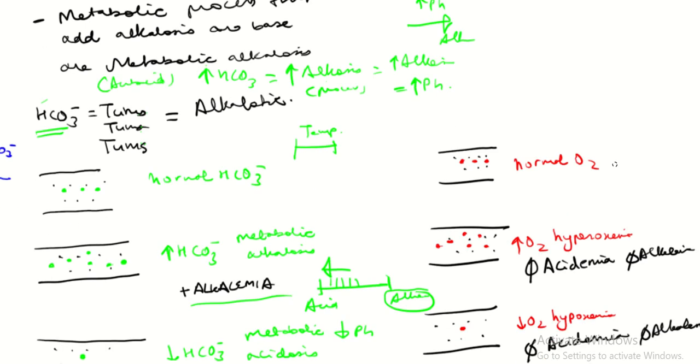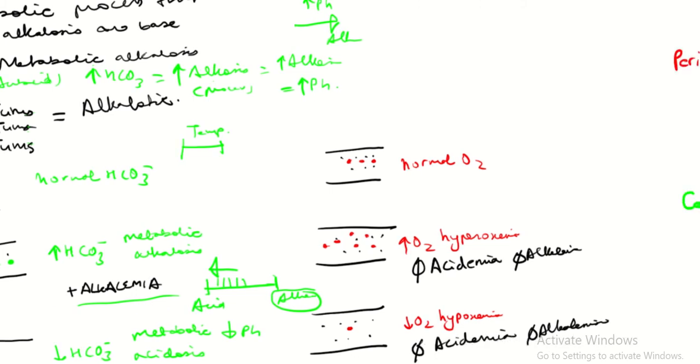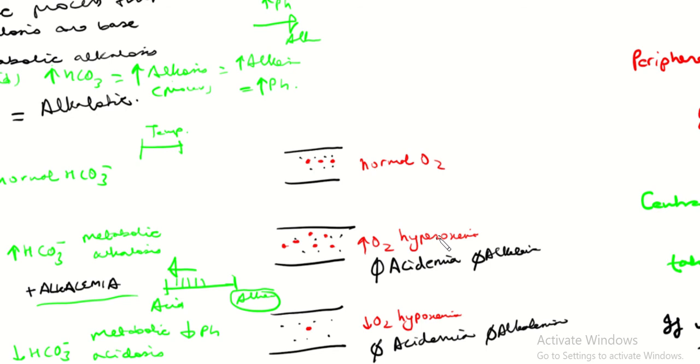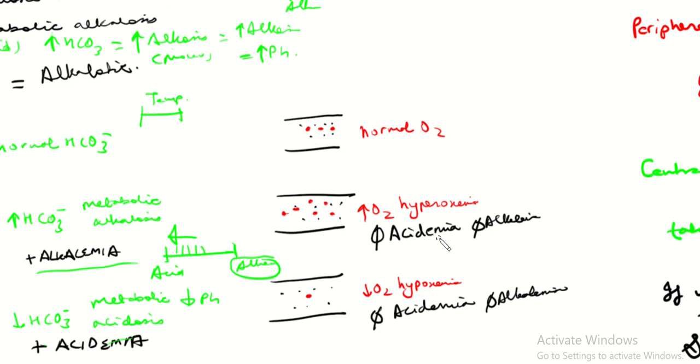Okay? So if you have normal oxygen, you're okay. If you have high oxygen, you're hyperoxemic, but it does not add to acids or take away from alkalemia. Again, if you have low oxygen, you're hypoxemic, but you're not adding acid or adding base to this. Okay? But it is important. I will look at it in a second.